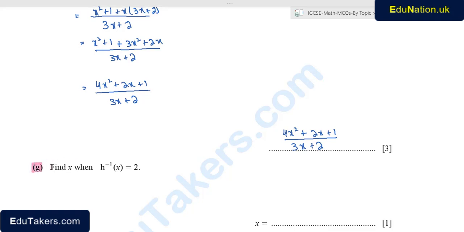Part G. Find x when h inverse of x is equal to 2. When h inverse of x is equal to 2, then x is equal to h of 2. Now h of x is 4 raised to power x. So h of 2 will be 4 raised to power 2, that will be 16. Value of x is 16.